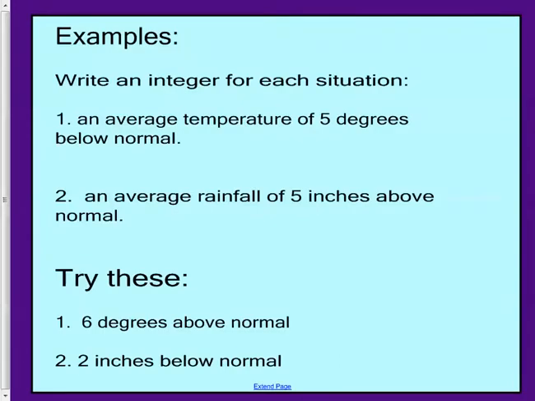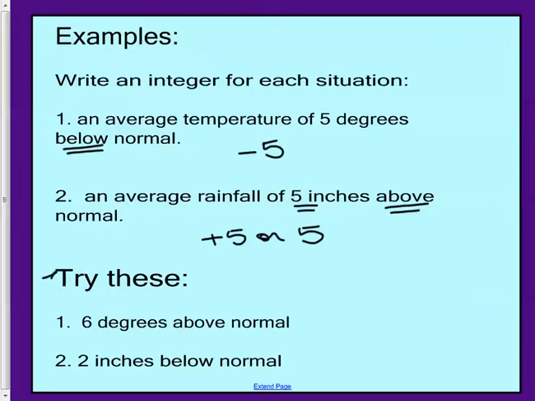Write an integer for each situation. An average temperature of 5 degrees below normal would look like this. Below is a clear indicator of negative, and 5. So an average rainfall of 5 inches above, so we've got below here, now it's above, we know that's a positive 5, or we can just write 5.